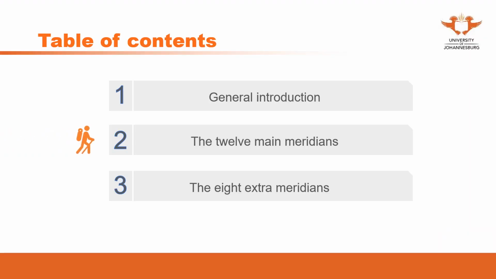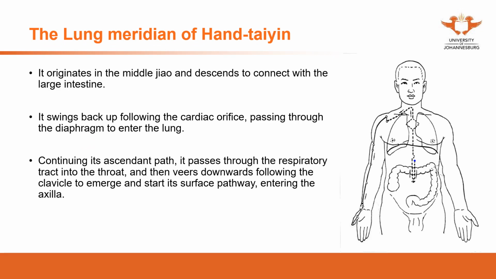And from today, we're going to discuss the pathways of the 12 principal meridians. We're going to start from the lung meridian of hand taiyin. The lung meridian of hand taiyin originates in the middle jiao.